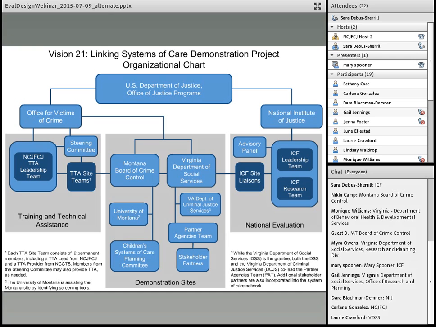And then on the right over here, we see National Institute of Justice, and then underneath them is the National Evaluation. And so this has ICF, our leadership team and research team, as well as our individual site liaisons that are interfacing most with the sites. And then we have an advisory panel as well. So you can see all the different entities here. There are certainly a lot of players in the project, and hopefully this can be helpful for keeping everyone straight.